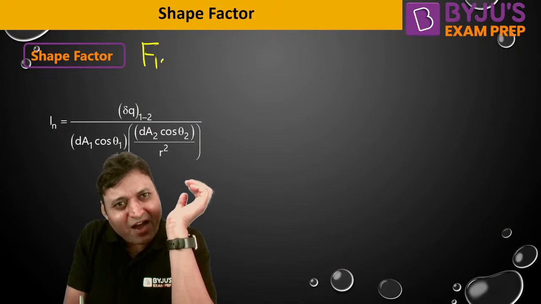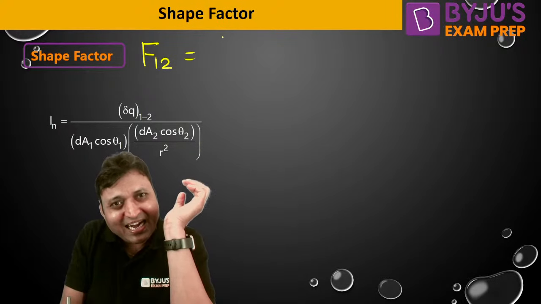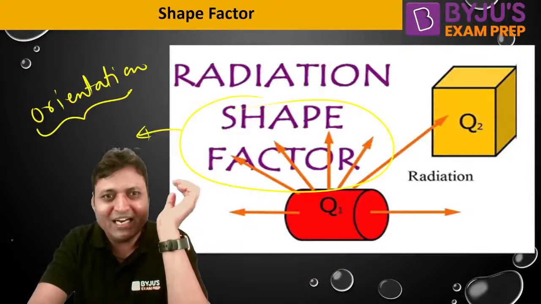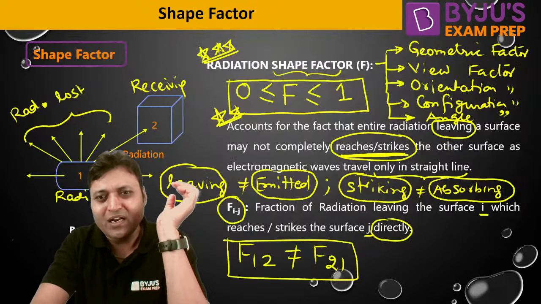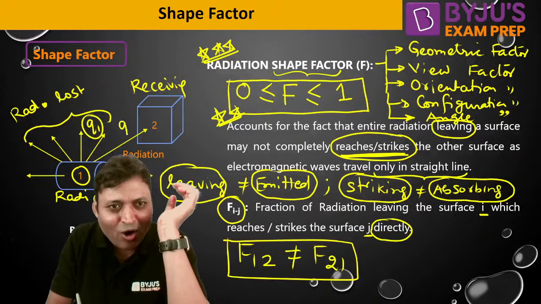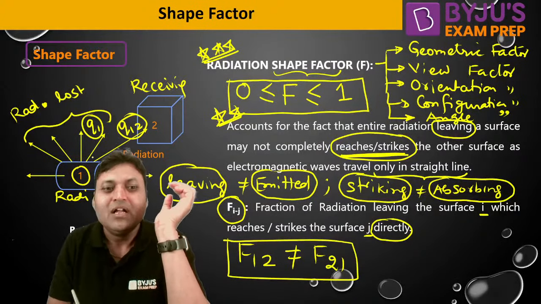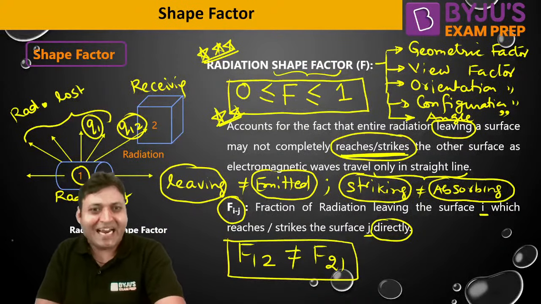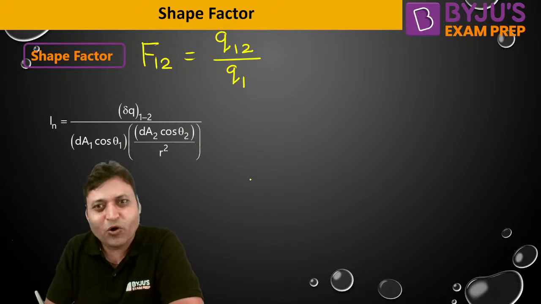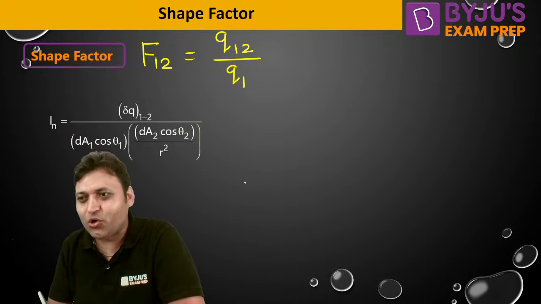If we want to define F1 to 2, then we can say the ratio of Q1 to 2 upon Q1. That is shape factor between 1 and 2. Look, total radiation leaving the surface 1 is Q1, and the amount of radiation received by 2 is Q1 to 2. The total radiation leaving the surface is, let us say, 100, but only 20% is reaching the receiver. So the shape factor will be 20 by 100. Are you getting it?